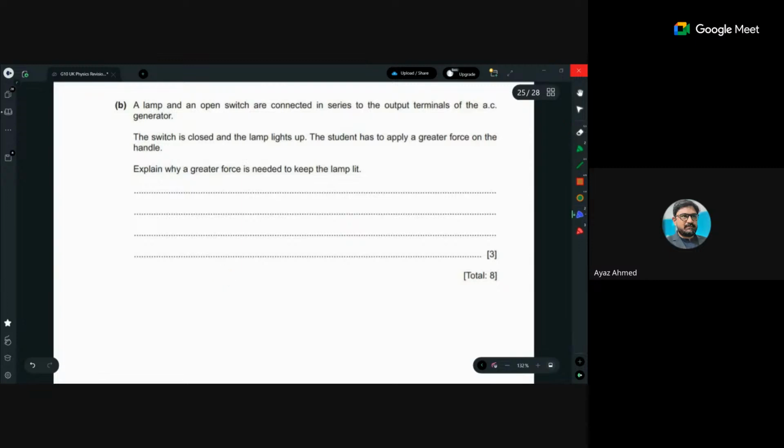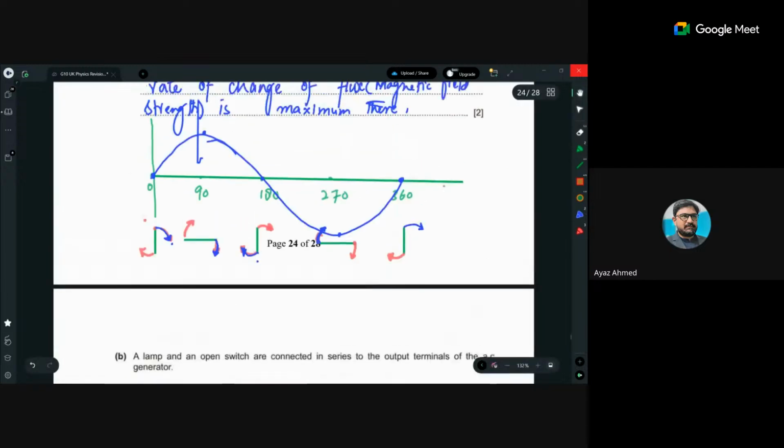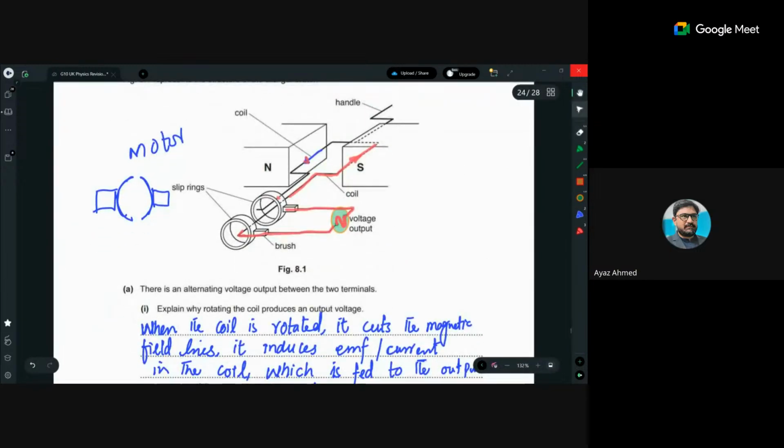देखो वो कह रहे हैं कि when the switch is closed and the lamp lights up, the student has to apply greater force on the handle. Explain why the greater force is needed to keep this lamp lit. Okay, go back to this question. Now, instead of this output voltage, what do we have? We have an open switch and a lamp, and that lamp is connected here. So it is said that when this switch is closed, the lamp lights up and the student has to apply more force over here.